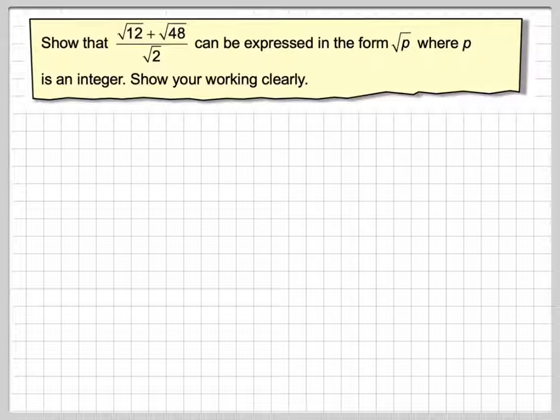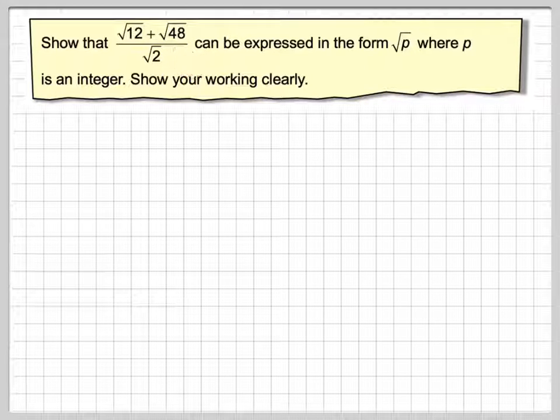Right, in this video, we're going to simplify a third. So we show that the square root of 12 plus the square root of 48 over root 2 can be expressed in the form of root p, where p is an integer. Show your working clearly.